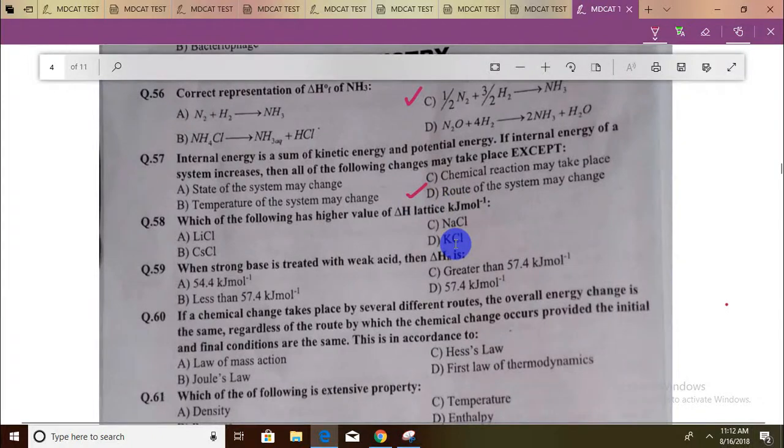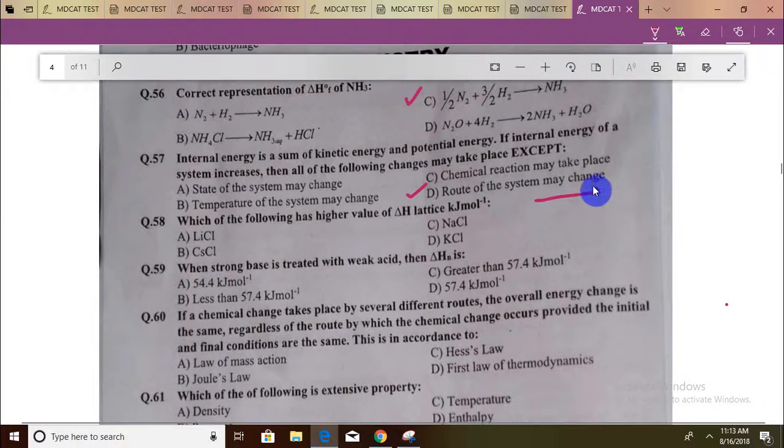So which of the following has the higher value of delta H lattice? Now this is a good question because the value is dependent on two factors: the size of the cations and the anions, and the charge. So +1, -1, +1, -1, +1, -1. The charge is the same, so what is most impactful will be the size.